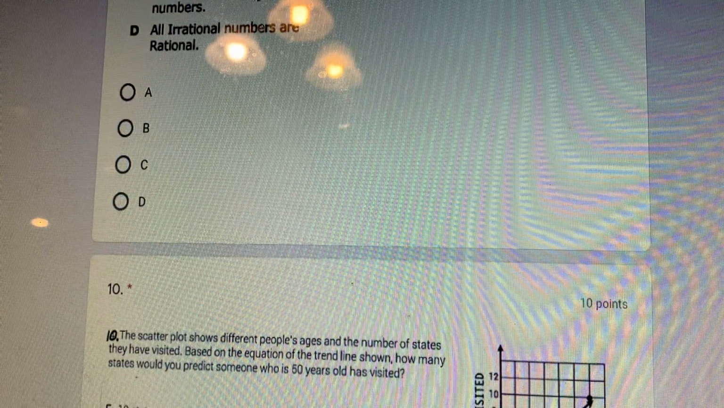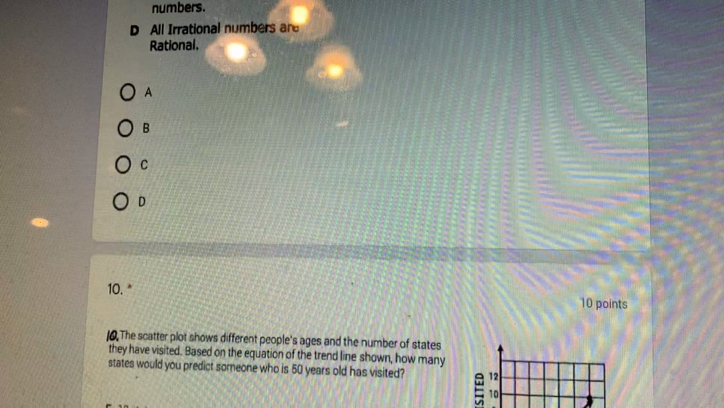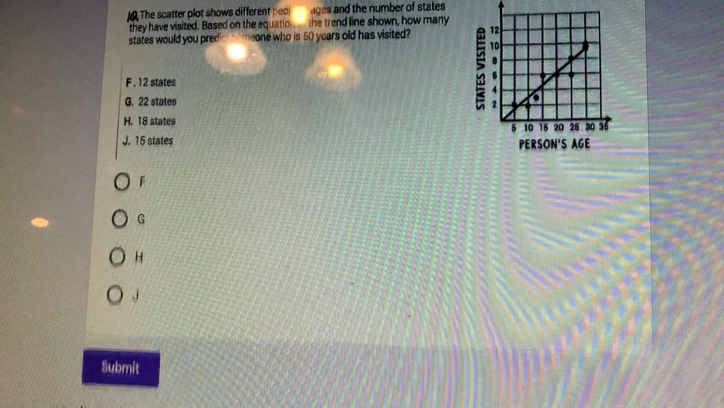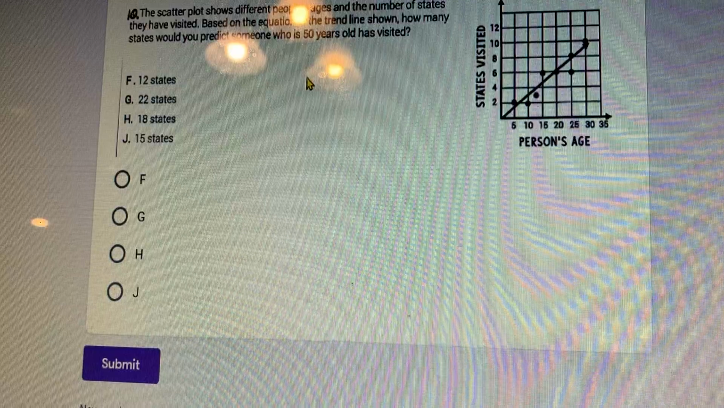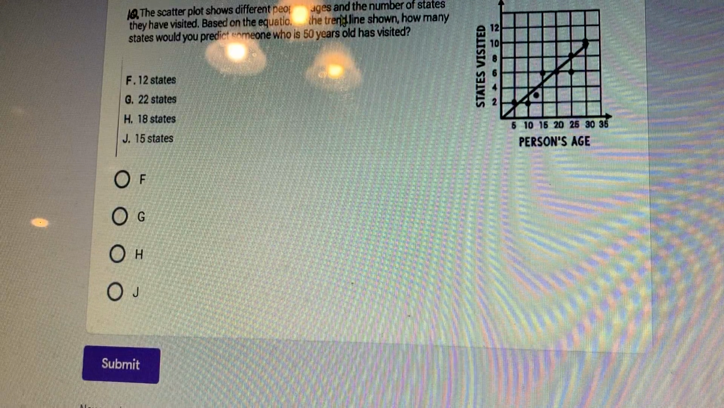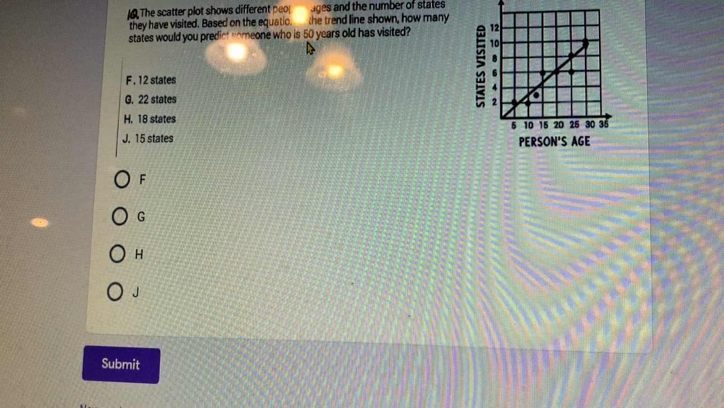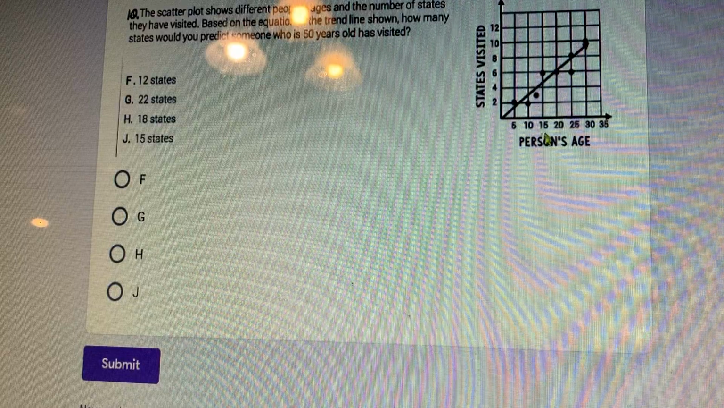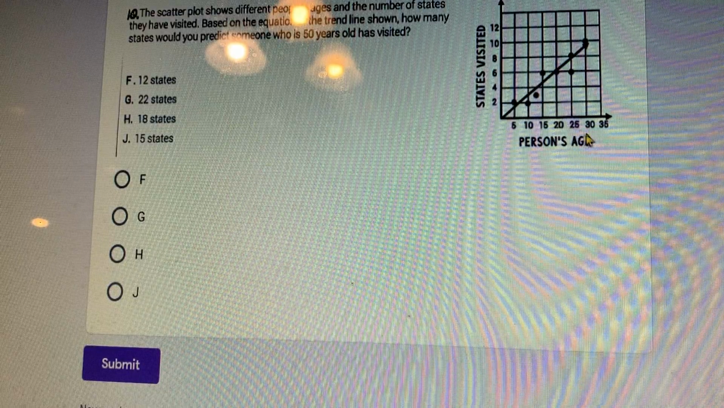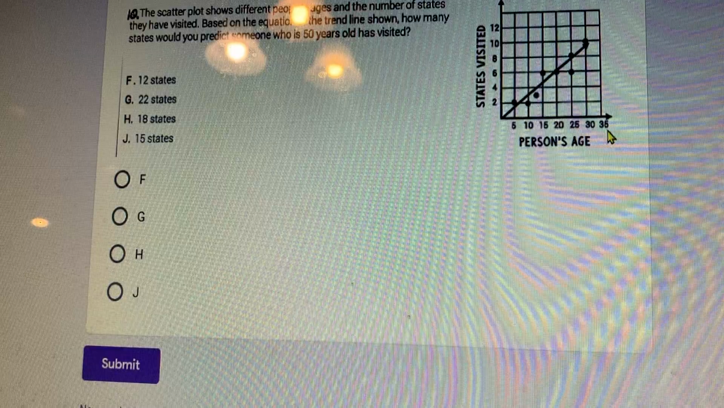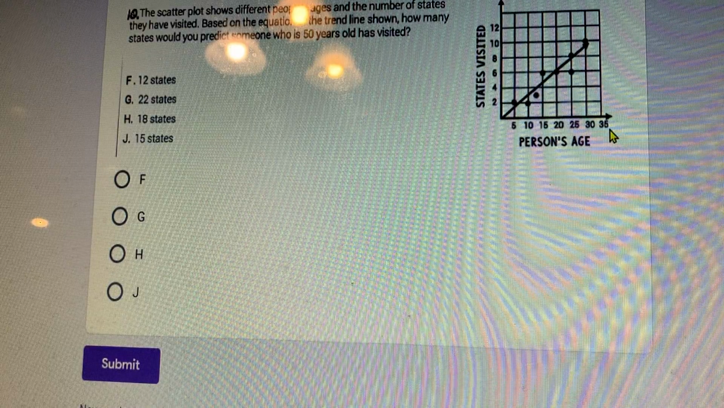True and false, that one you should already know. If not, go back and watch the video on the number system. And this one, you have a trend line. They're asking about someone who's 50 years old. So the age is down there, 50 years old is not on here.